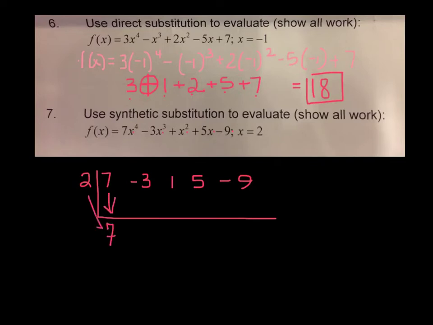I'm going to multiply 2 times 7 and put it here. Add those. Multiply 2 times 11 and put it here. Add those. Multiply 2 times 23. Add those. Multiply 2 times 51. Add those.